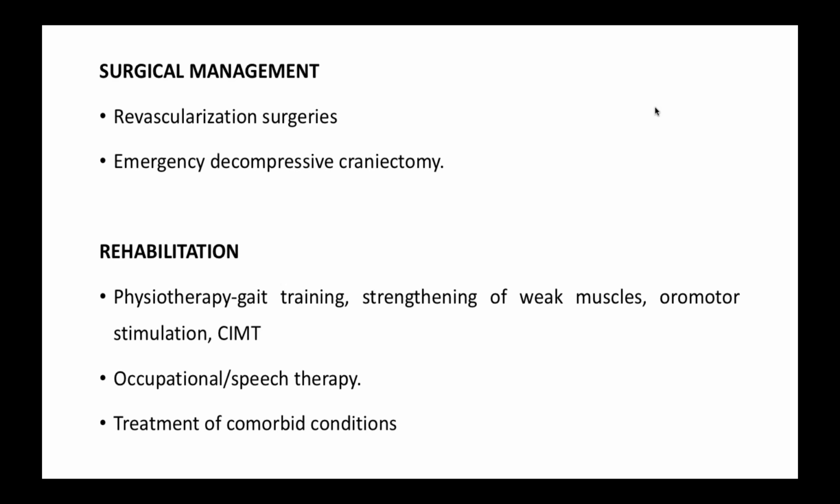CIMT is constraint induced motor training. So what do we do in that? Supposedly if a child has a right-sided hemiparesis, the left limbs will be constrained so that the right limbs are basically asked to move. So they are given extra work. The right side has to work, and therefore the left side, which is a better side, will not work and the right side will regain its lost strength. Okay, these are some principles which are to be done. And then the comorbid conditions like seizures, etc., have to be managed.